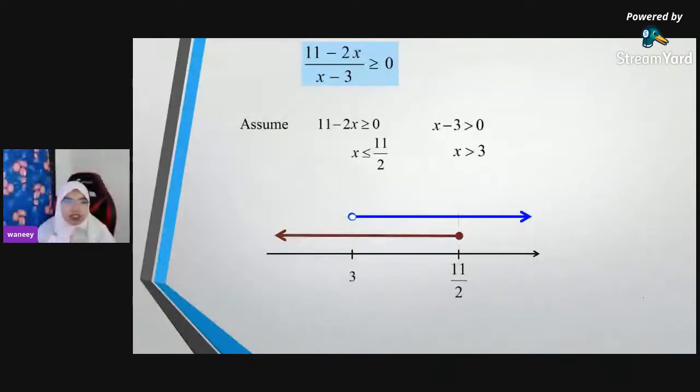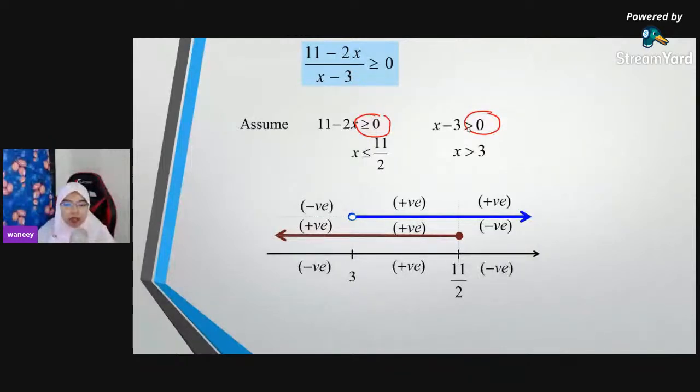And then since we have greater than 0, that means we should write down a positive on top of the line. Other than that, it will be negative. Then make a conclusion for this: negative, positive, negative. We do want something to be greater than or equal to 0, so I'm looking forward to a positive answer.